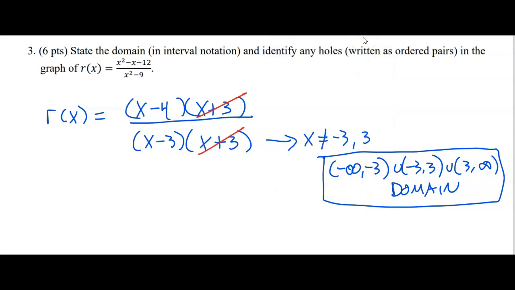we have a reduction. Now some people do the reduction first before they do the domain, and then they don't see the negative 3 as a problem, but it is. So make sure you get the domain after factoring, great, but before you do any simplification. This reduction gives us that x equals negative 3 is part of a hole.